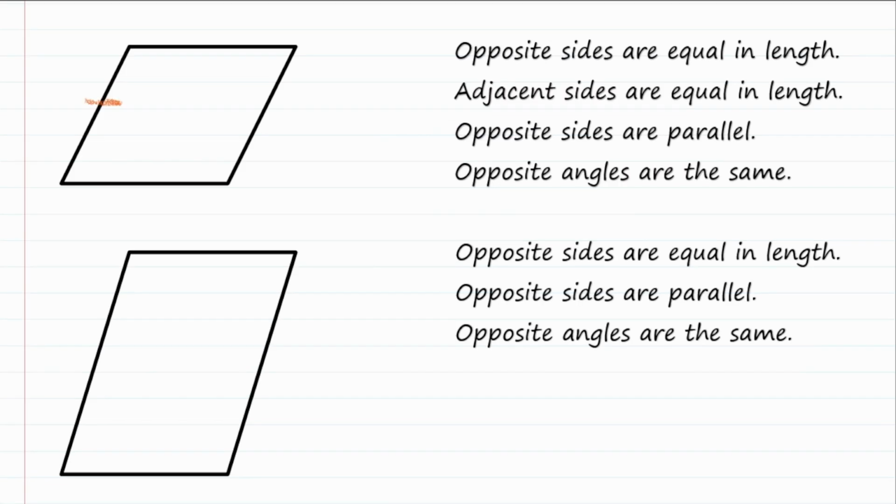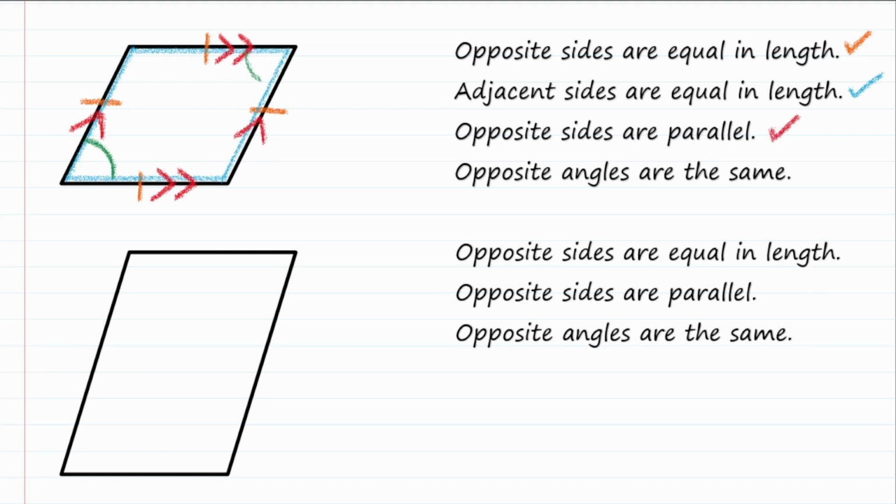In my rhombus, my left is opposite to my right and my top is opposite to my bottom. They are both equal in length. The left is adjacent to the bottom, which is adjacent to the right, and the right is adjacent to the top. They are all equal in length, so adjacent sides are also equal in length. Opposite sides are parallel because the left-hand side and the right-hand side will never meet. The top and the bottom will also never meet.